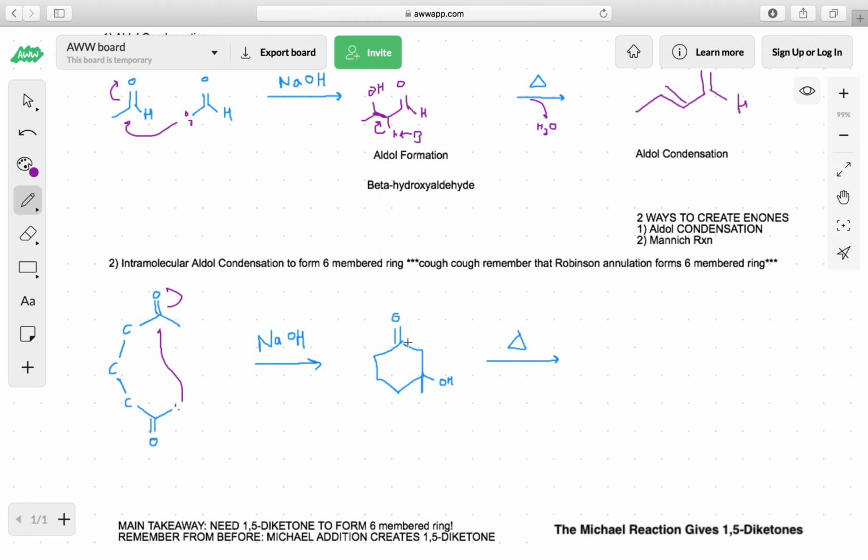And if we look at it, I'm trying to figure this out. This is the bond we just formed. And this oxygen on this one is this one over here. So this is what we ended up forming. And now if we add heat, we know we're going to form an enone through an E1CB mechanism. So we should get this.